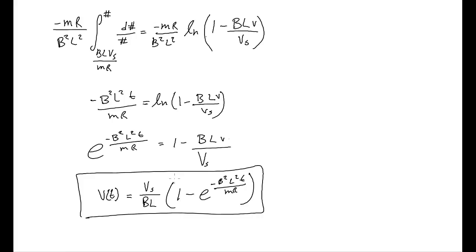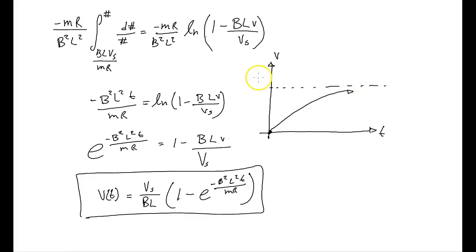What is the speed at time equals 0? Time equals 0, e raised to 0 is 1. 1 minus 1 is 0. So that works. If you were to graph this function, it's going to look like this. Here's time, here's velocity, here's the horizontal asymptote at Vs over BL. And it starts at 0 and it approaches that. That's the graph.